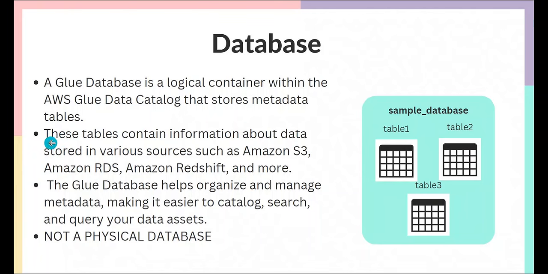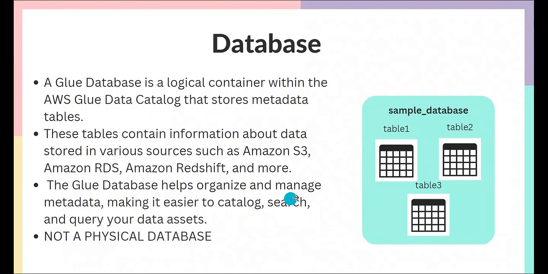Like I said, these tables contain information about data stored in various sources such as S3, RDS, Redshift, and more. These tables will contain the information about the data which is being stored in S3 or RDS or Redshift or in many other sources. But this table itself doesn't contain the data. The data will still be sitting in its original source, and these tables will just contain the information of that data. And the grouping of these tables into a logical namespace is called a database. I hope I was able to convey that idea clearly.